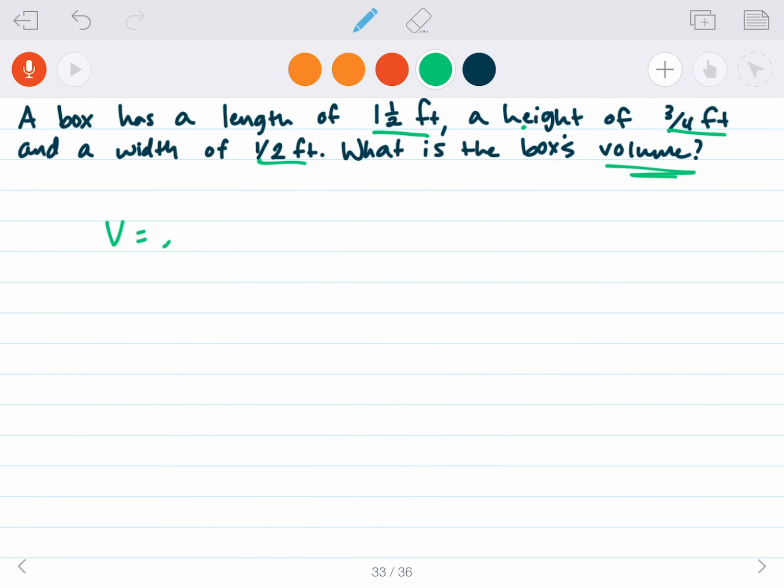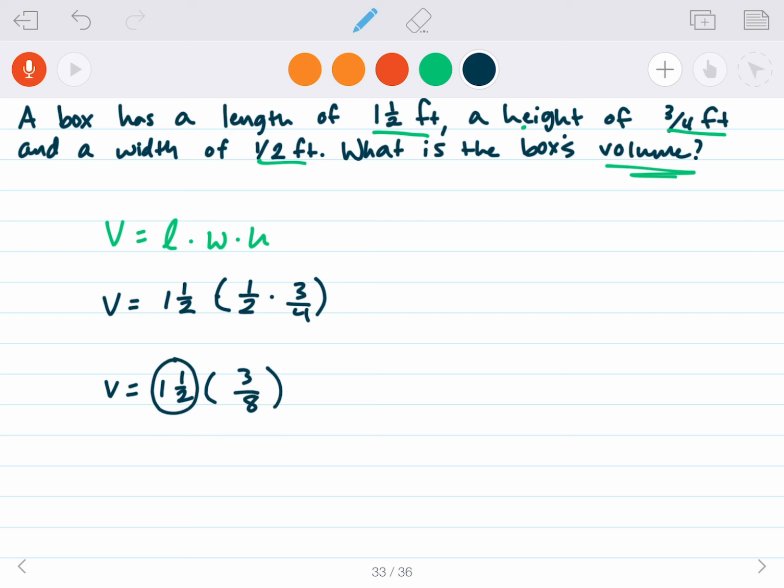So the volume is going to be length times width times height. And the length is going to be 1.5 feet times the width, which is 1/2 of a foot, times the height, which is 3/4. Okay. Alright, so what I can do at this point is just multiply these straight across. So the volume is going to be 1.5 times 1/2 times 3/4.